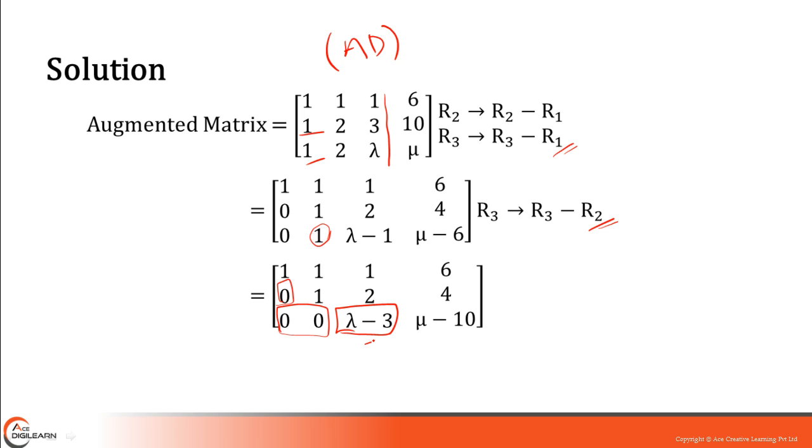So if lambda minus 3 is not equal to 0. Hence, if both the ranks are 3, we can say the given system of equations has a unique solution. Hence, to get the unique solution, lambda must not be equal to 3 is sufficient. Let us see one more question.